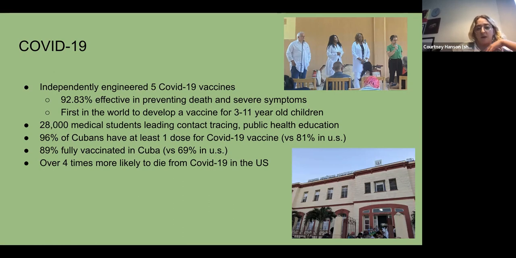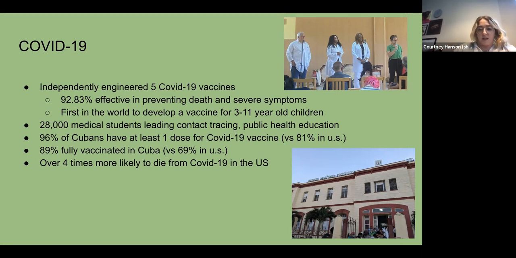So as you may know, they were able to independently engineer multiple COVID-19 vaccines despite the blockade and the struggles with that. They had tens of thousands of medical students leading the contact tracing, actually going out into people's communities and meeting them where they're at, and also bringing groceries to their homes and really making it possible for people to keep themselves safe and practice collective community safety.